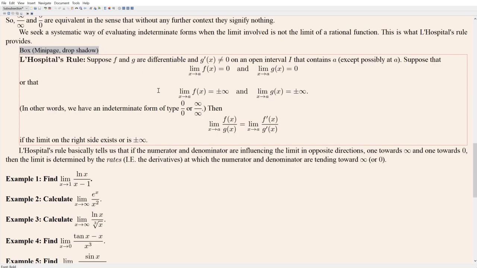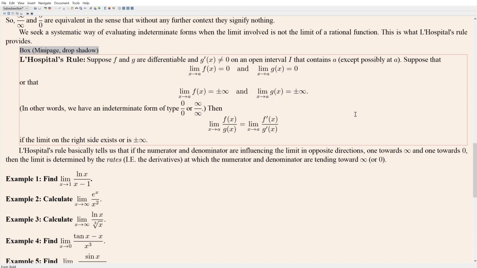So, in particular, suppose we have a limit of the form 0 over 0 or infinity over infinity. Then, as it happens, this limit is the same as the limit you would get if you replace the numerator with its derivative and the denominator with its derivative, provided this limit exists or it becomes plus or minus infinity.